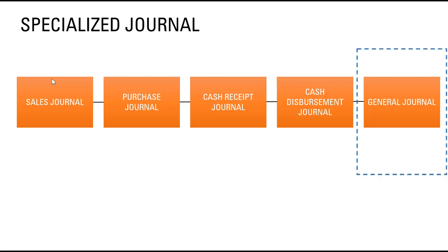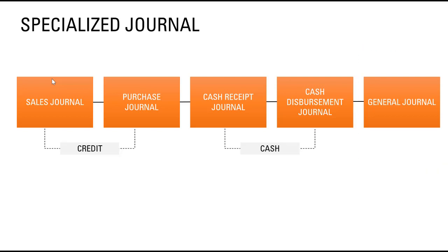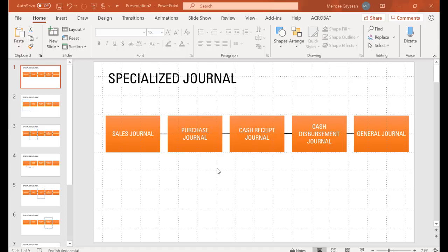So if our transaction does not fall to the 4 books of accounts, then it is recorded to the general journal. Now let's go back to our Excel sheet.